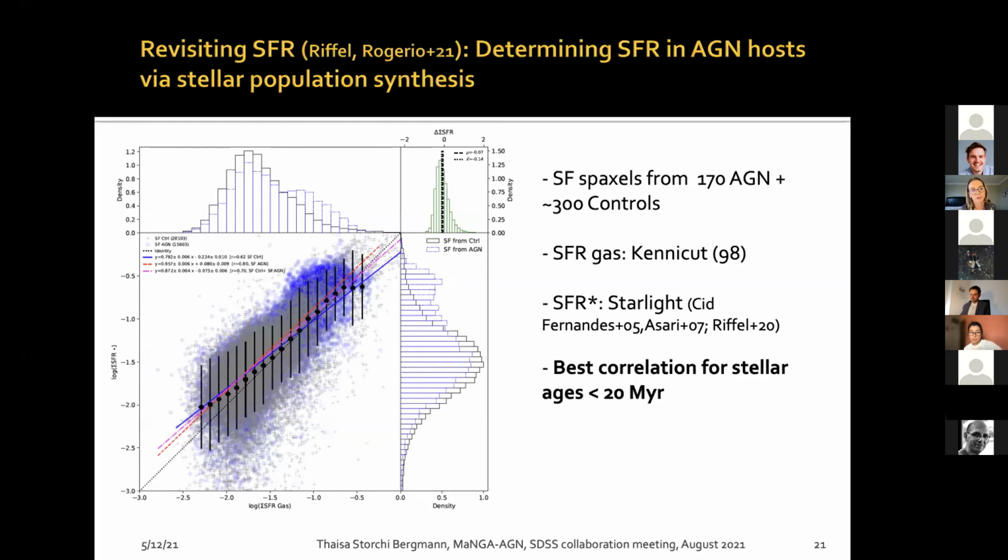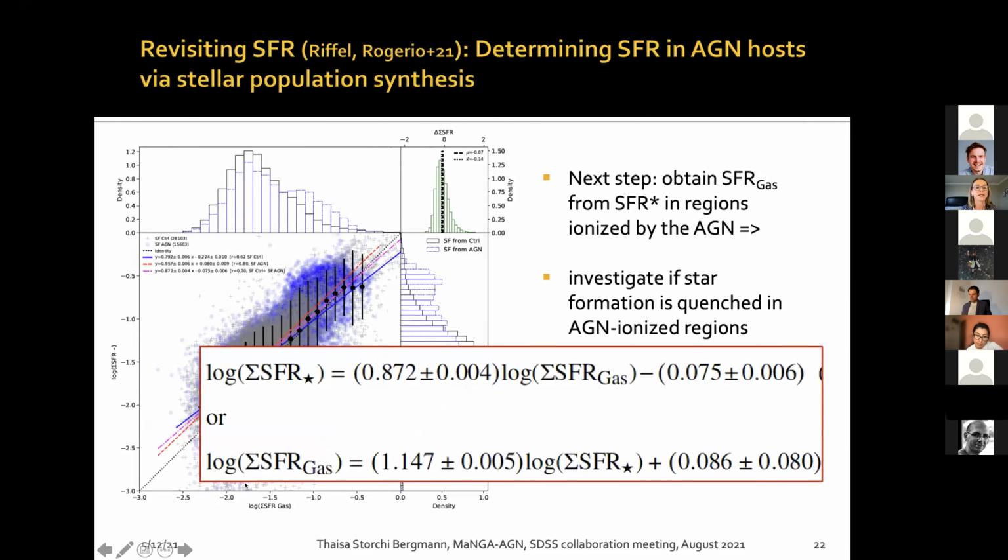The work of Rogério was to investigate which was the best star formation rate indicator for the stellar population. And we concluded that the best correlation between the star formation rate from stars and star formation rate from gas is obtained if you use only stellar population younger than 20 mega years. So we are now looking to apply these relations that we got between star formation rate from stars and from gas and vice versa. We can get the star formation rate for the gas from the stars using this relation, to apply to the spaxels that are ionized by AGN, where we cannot use the Kennicutt law.